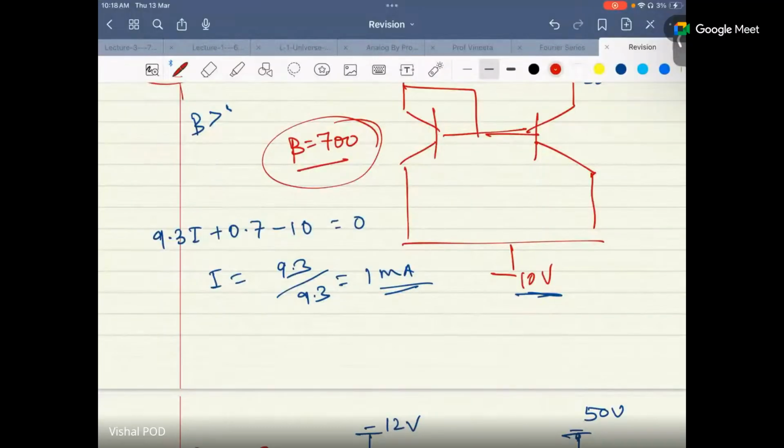Hello, can you hear me? Yes, sir, we can hear you. If you solve the same problem with low beta value. Hello, sir, can you hear me? Yes, Aniket, I think sir left. Maybe he will join again.